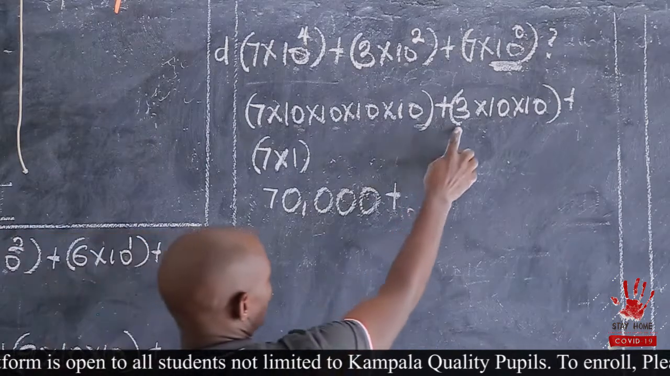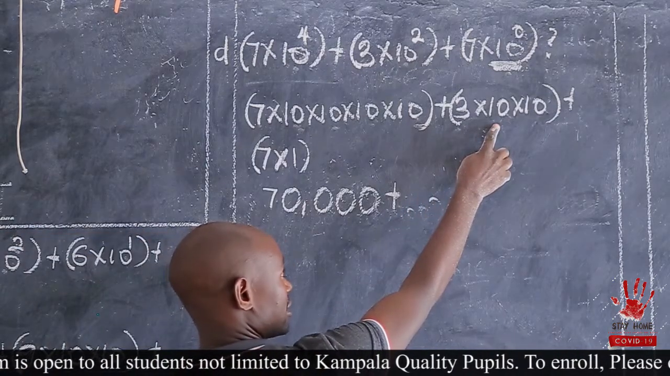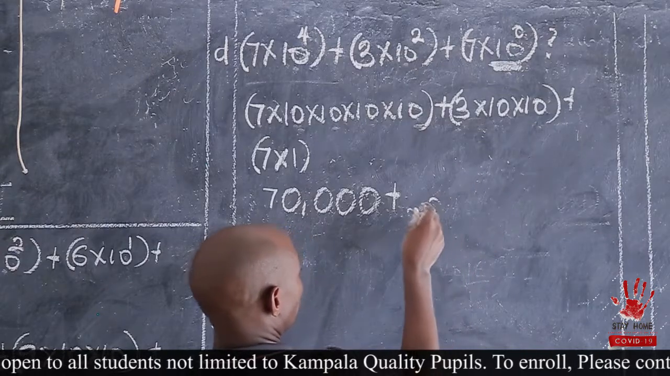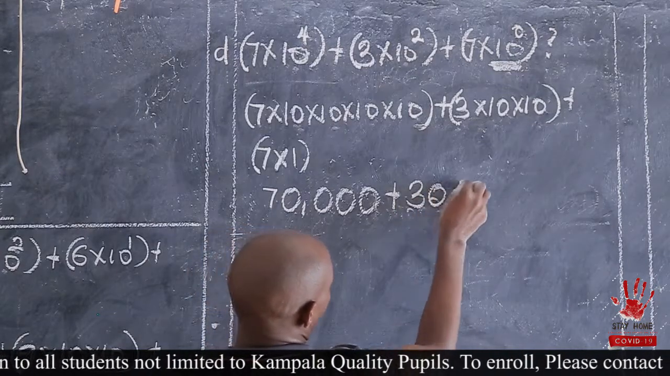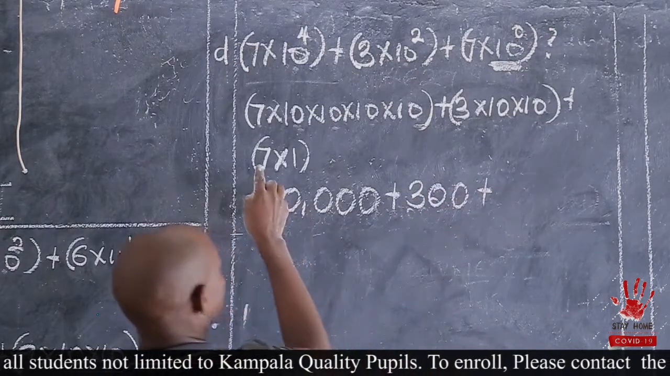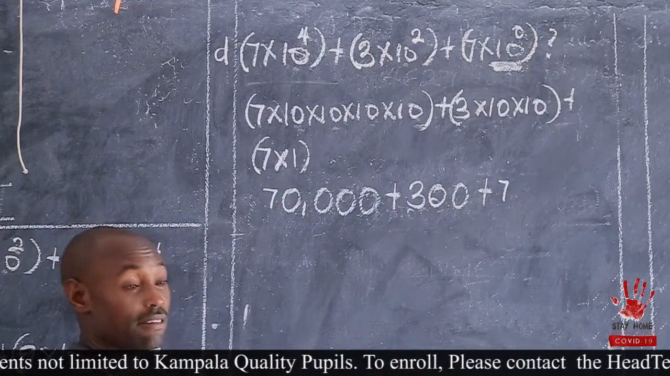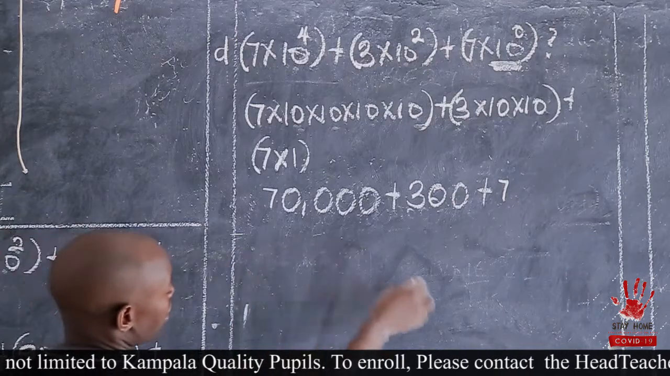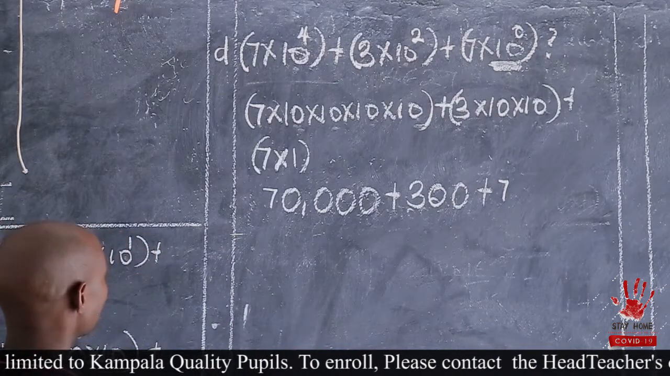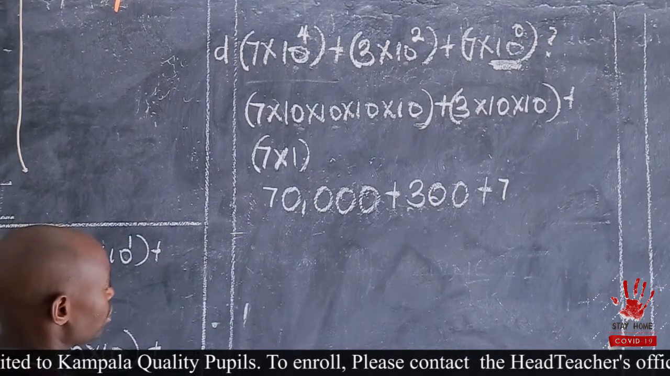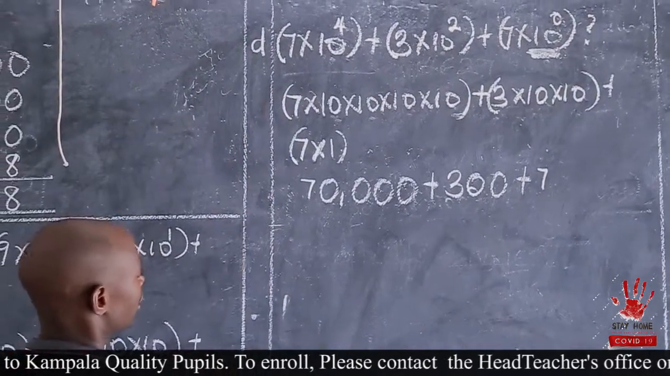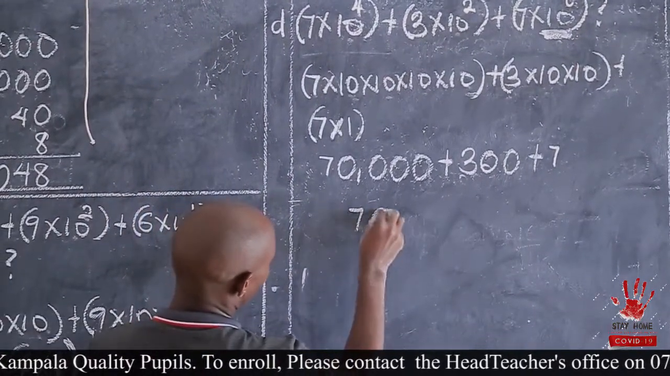Plus 3 times 10, that is 30. 30 times 10, which will give us 300. 7 times 1, we shall get 7. Therefore, we are going to arrange our values vertically to get the number which has been expanded to give this number. So we shall have 70,000.